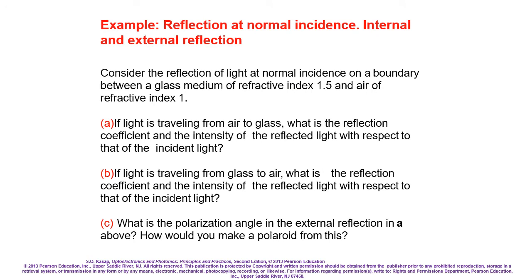Now let's see an example of reflectance. Consider reflection of light at normal incidence at the boundary between glass of refractive index 1.5 and air of refractive index 1. A: If light is traveling from air to glass, what are the reflection coefficient and the intensity of the reflected light with respect to the incident light? B: If the light travels from glass to air, what are the reflection coefficient and the intensity of the reflected light? C: What is the polarization angle in the external reflection of A above? How would you make a polaroid from it?